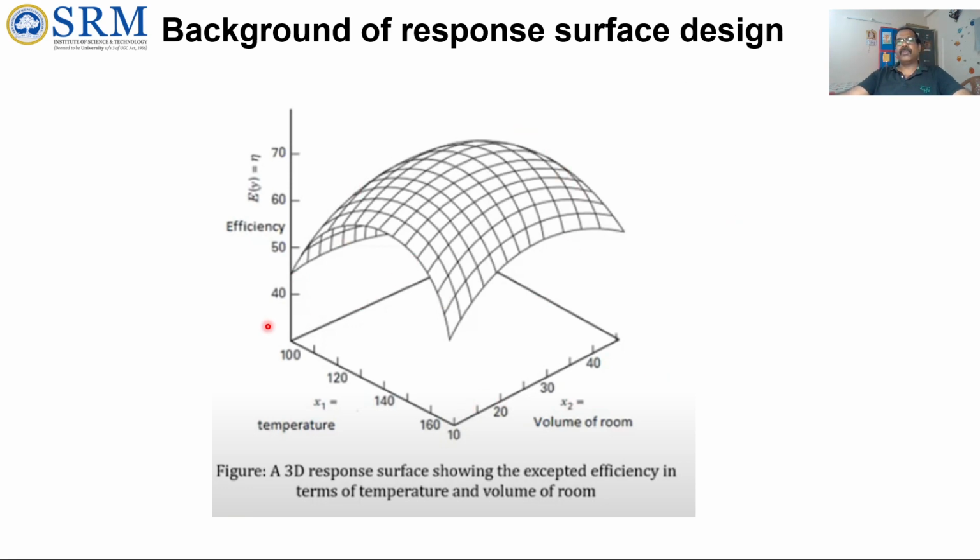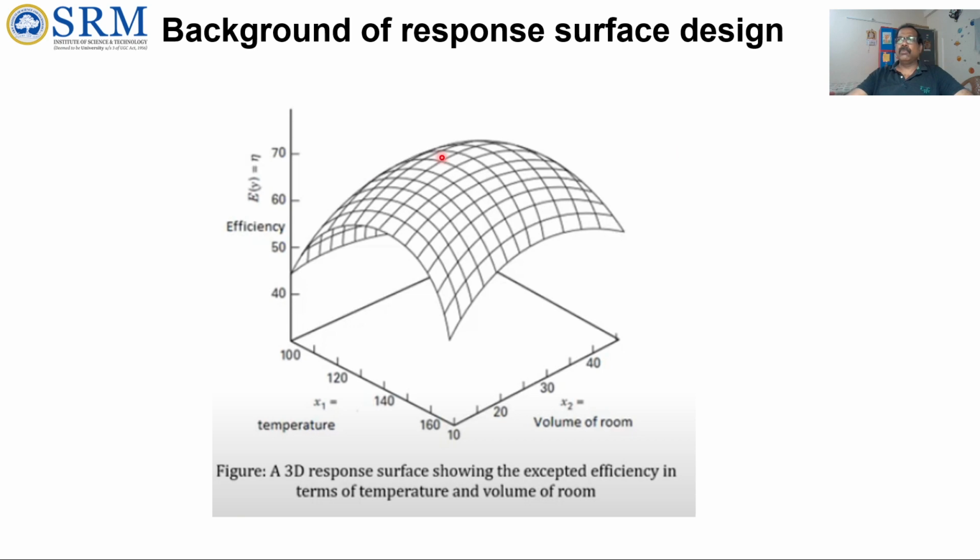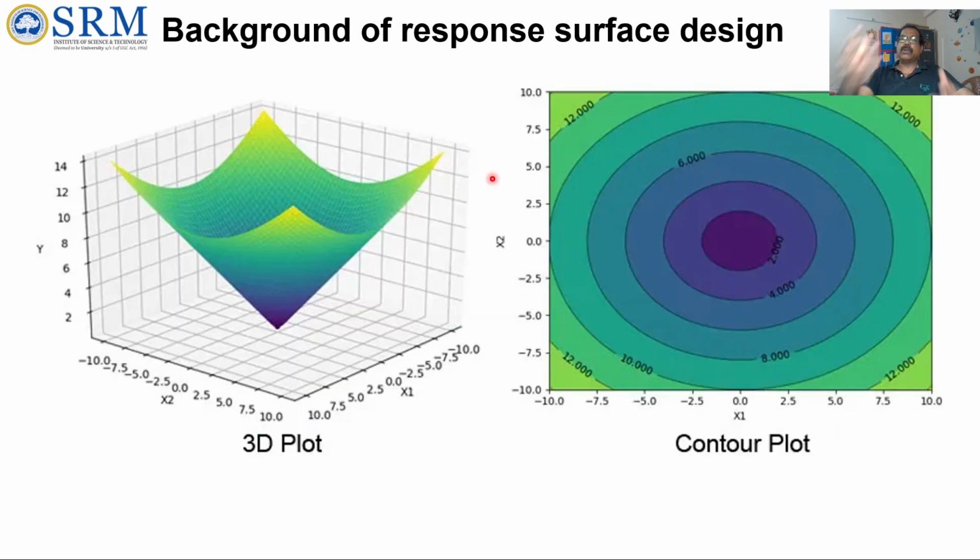So here, if you consider, here is the peak. Here is the temperature, here is the volume of the room, and here is the efficiency, and it is represented as a 3D surface plot. So maybe the peak value is in and around here. What is exactly that value? Maybe we can get it from the RSM methodology. This is the same representation; one is dome type, another one is valley type.